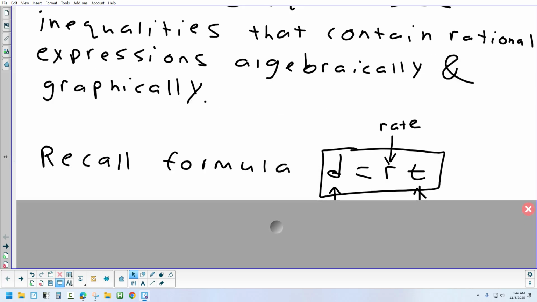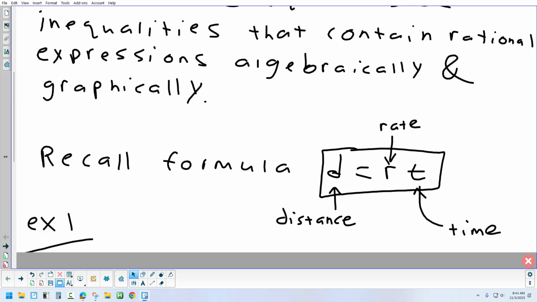All right, so the first problem we're going to take a look at is a word problem. It involves distance, rate, and time. So if you don't know the distance, rate, and time formula, you probably want to copy that down. It's D equals RT. D is distance, R is the rate or the speed, and T is time.